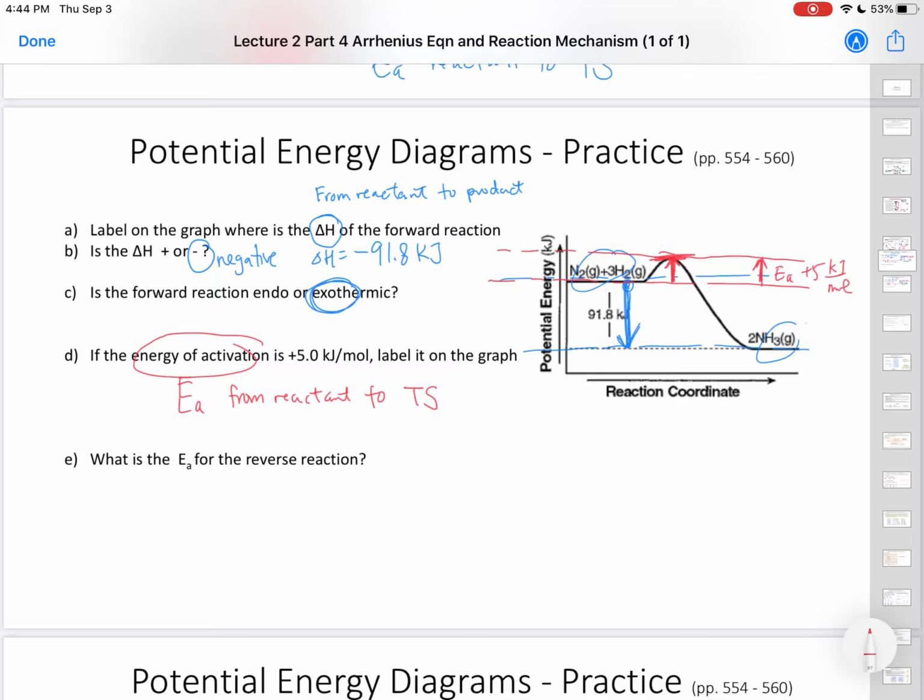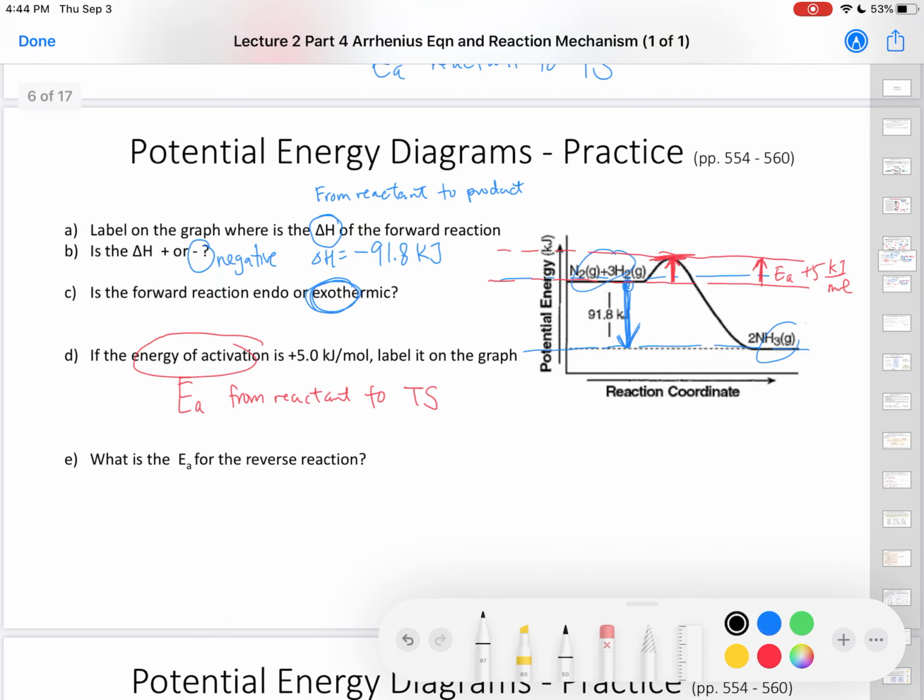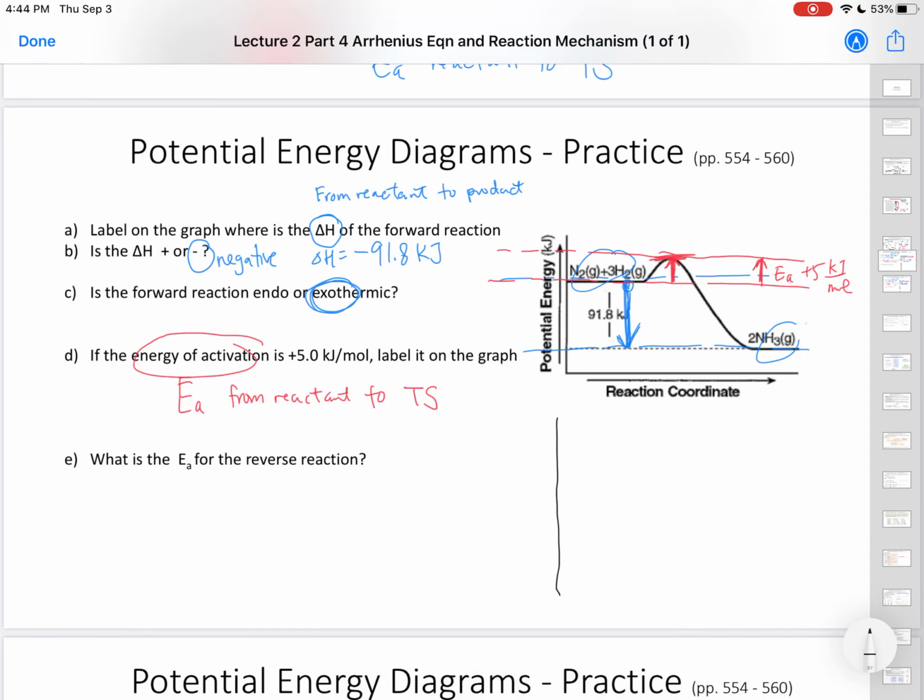Okay? And what is the energy of activation for the reverse? Well, let's draw the reverse, right? The reverse is going to be, the NH3 is down here, right? And my N2, 3H2 is up here. And I've got my transition state up here. So my reverse reaction is going to look like this.